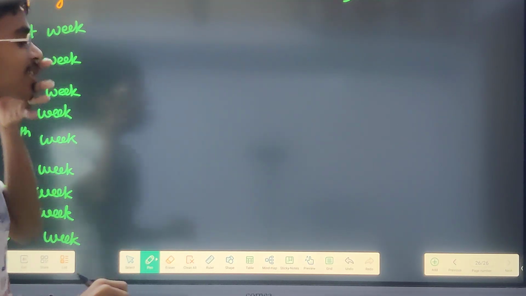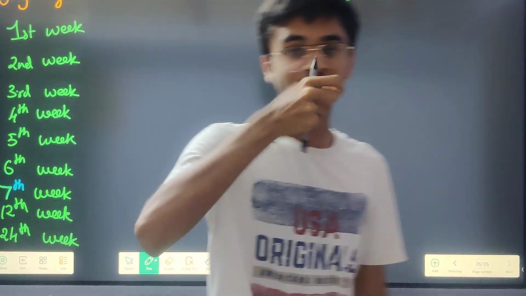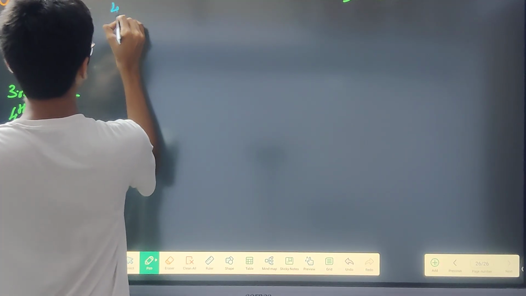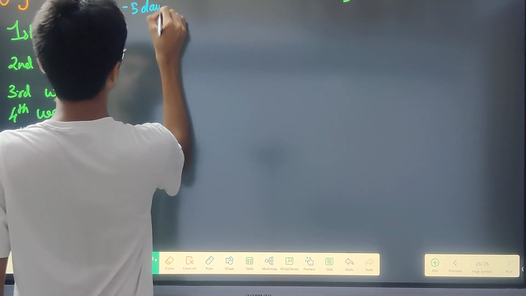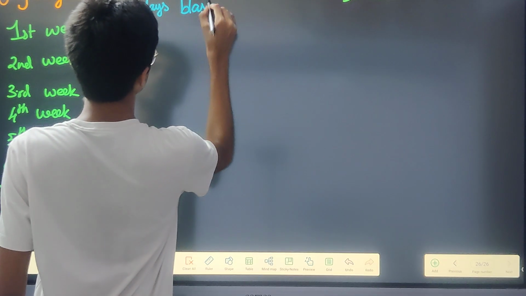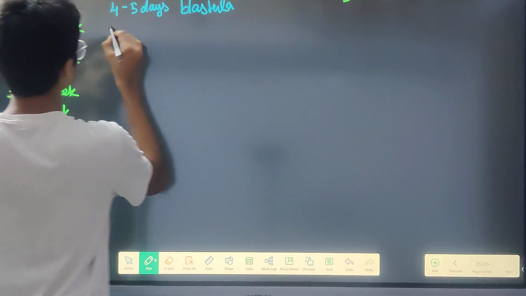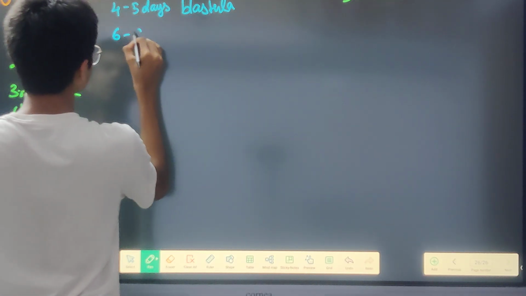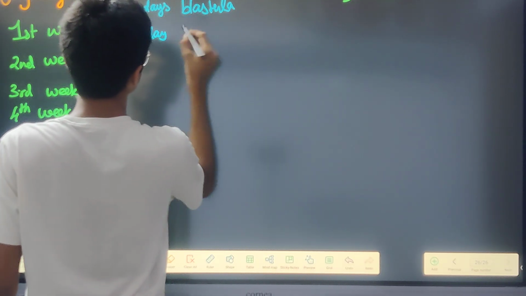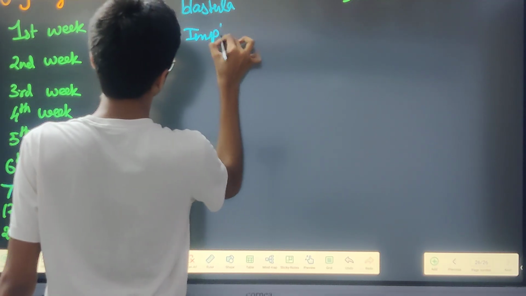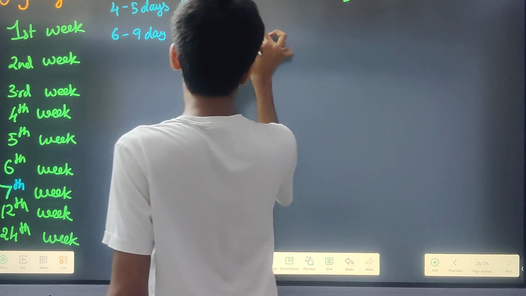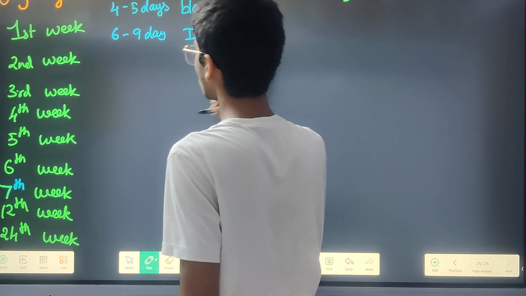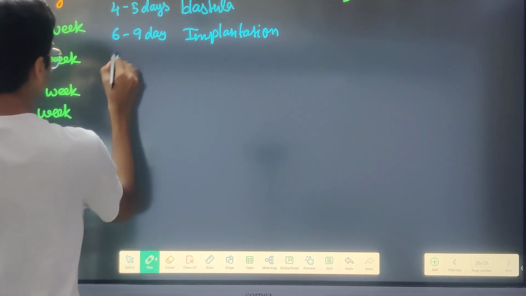So in the first week, what will be happening? Very primarily, two things will be happening. In the 4 to 5 days, blastula will be formed. Then from the 6th day to 9th day, implantation will be happening. Then in the 2nd week, gastrula.